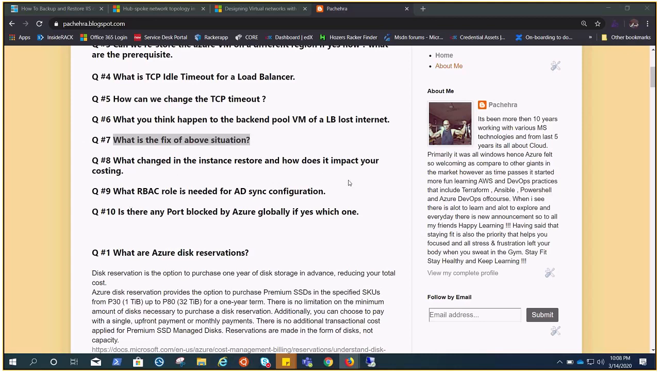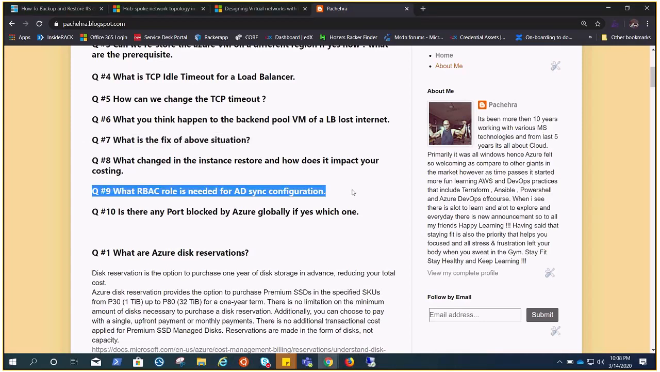let's talk about question 9. What RBAC role is needed for AD sync configuration? That's the global admin. We all know when we do this, even in the lab, global admin is something we require for AD sync to work. Is there any port blocked by Azure globally? If yes, which one? Well, this is something I encountered when I was talking to my customer, and he was so adamant to talk on port SMTP 25, and I informed him that's globally blocked for security reasons. But if you insist, we need to go through certain scenarios and request MS to open the port. So to answer your question, it's port 25.